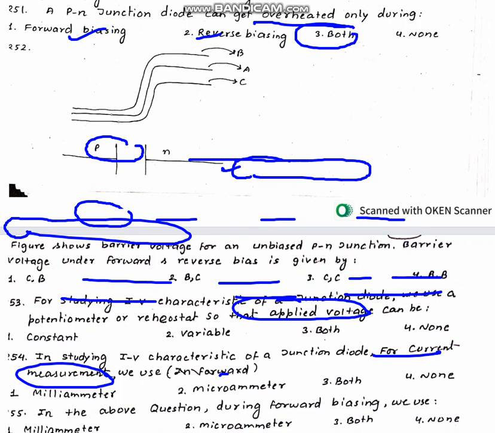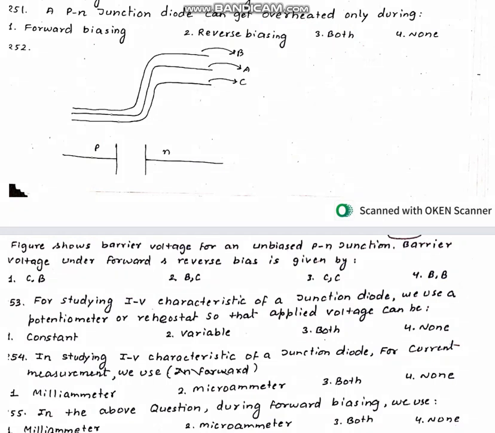Next, we are being shown some biased barrier voltage, and three different cases are given, for an unbiased PN junction under forward and reverse bias. Without biasing, the barrier voltage is A. Under forward bias we know that it decreases, so it will correspond to C, and under reverse bias it increases. So first will be correct over here.